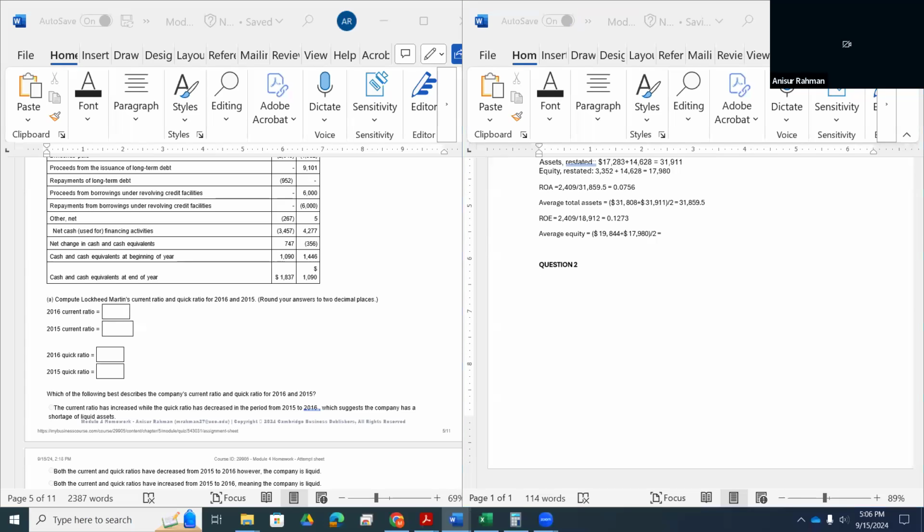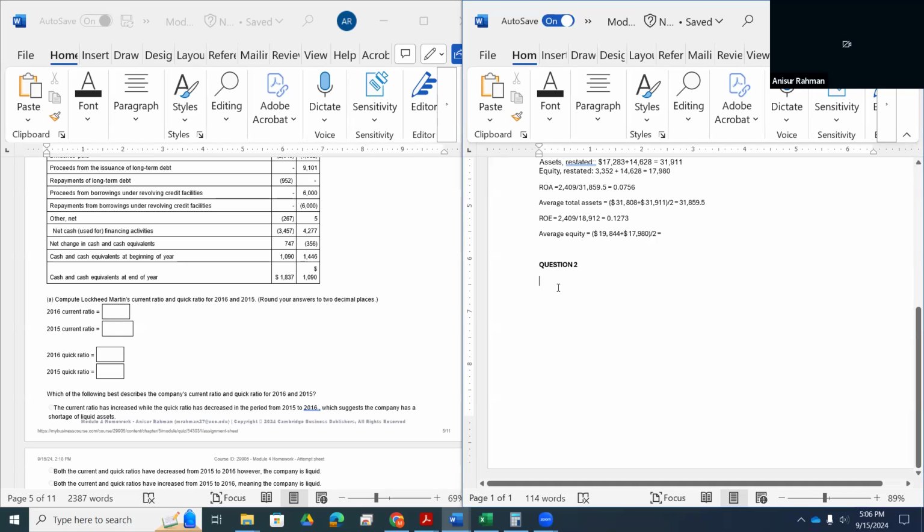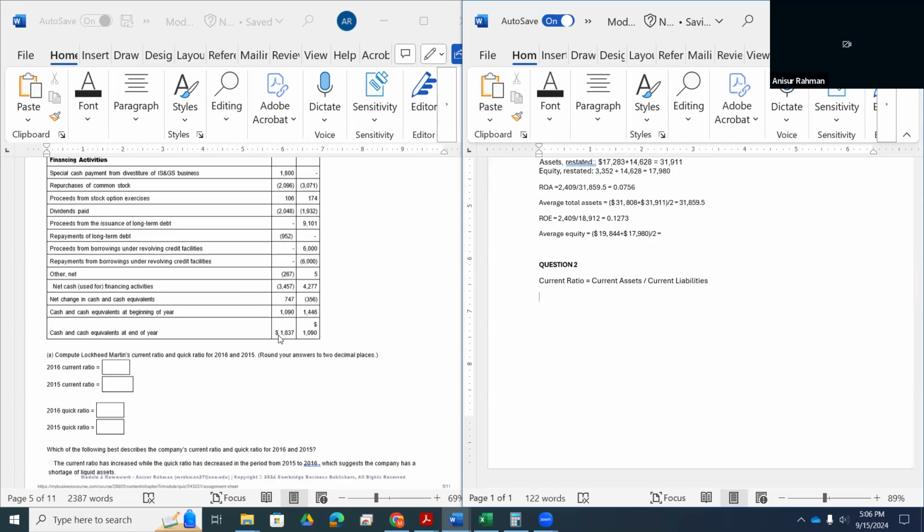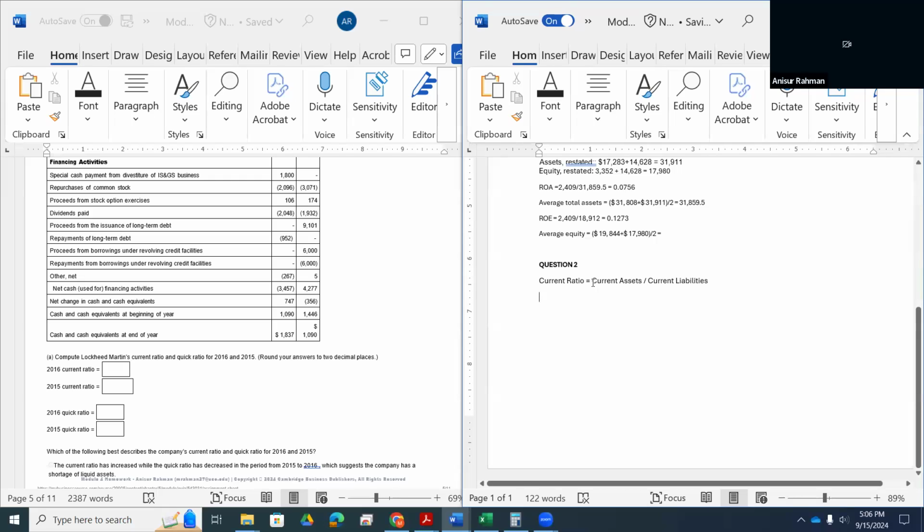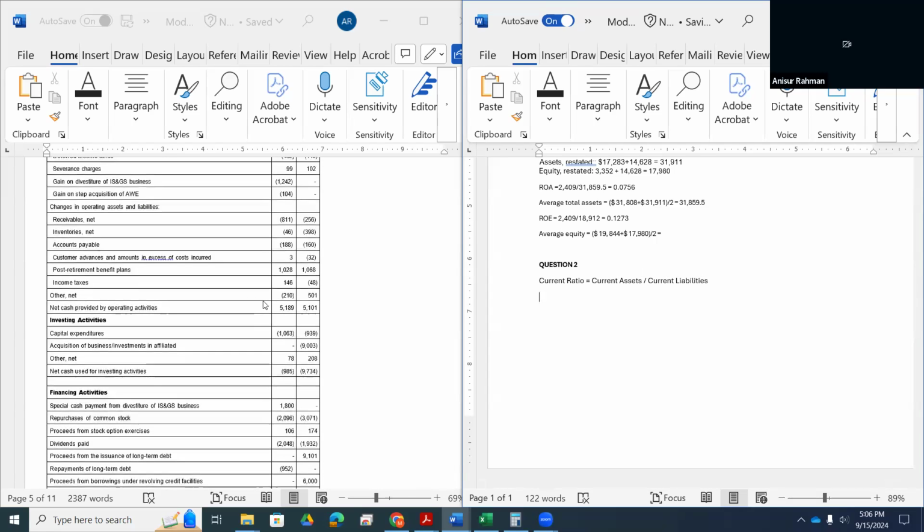So current ratio is current assets divided by current liabilities. Okay. So for 2016, current assets and current liabilities, these are balance sheet items. So we need to go to the balance sheet.